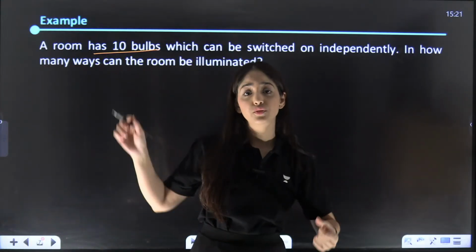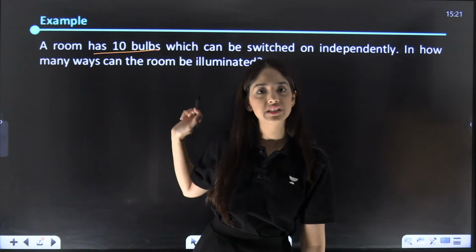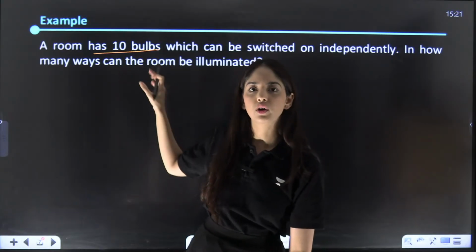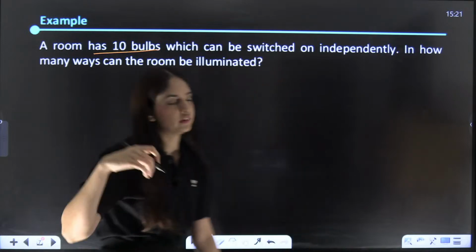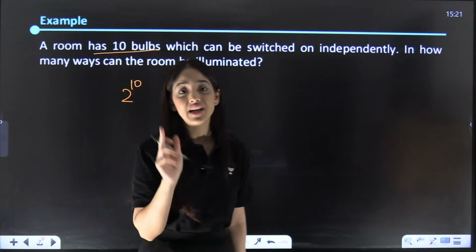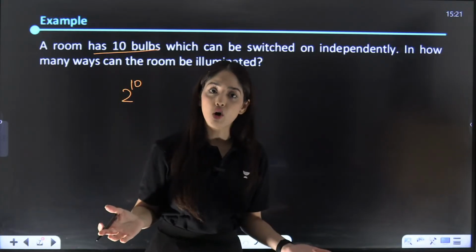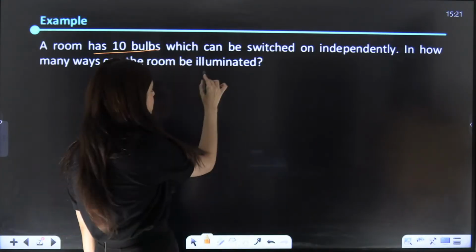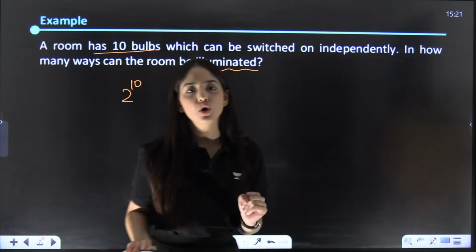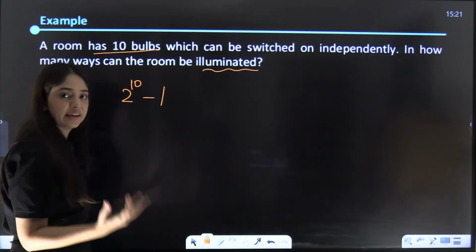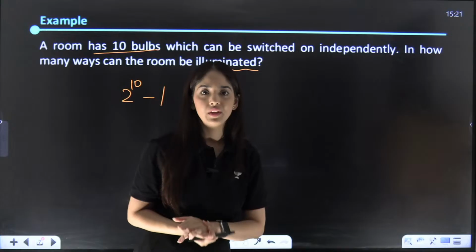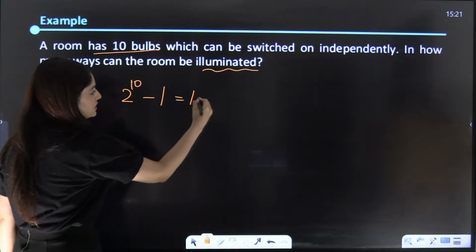Now, we have two options for each of those 10 bulbs, right? We have two options, on or off, for each of those 10. So 2 raised to power 10 options. But this also has one such case when all of them are off. In that case, the room is not illuminated, the room is dark. We had to illuminate the room, so we will remove that one case where all the bulbs are switched off. And that is our final answer, 1023.